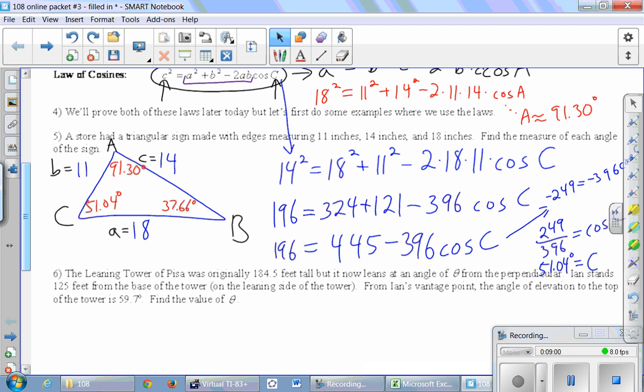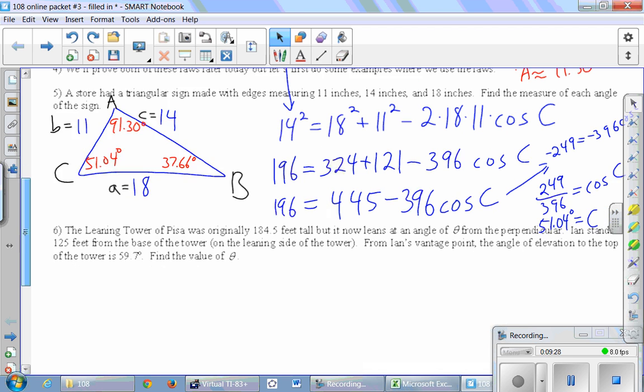Okay, so that's how we use the law of cosines. Notice this is not a right triangle, but that's okay. For right triangles, we have the Pythagorean theorem, we have SOHCAHTOA. But up until today, we didn't have anything else really for non-right triangles. In this case, we can use the law of cosines. And that means that you can take any triangle, and if you know the lengths of the three sides, then you can use the law of cosines a couple of times and find exactly what those angles have to be.